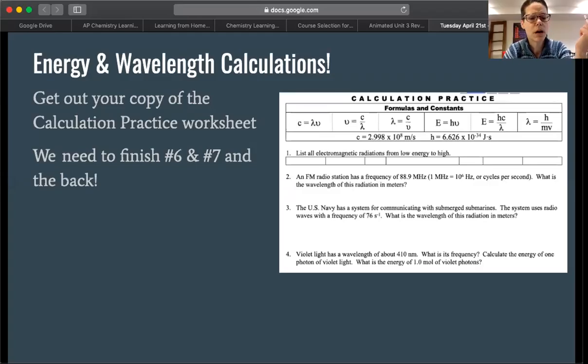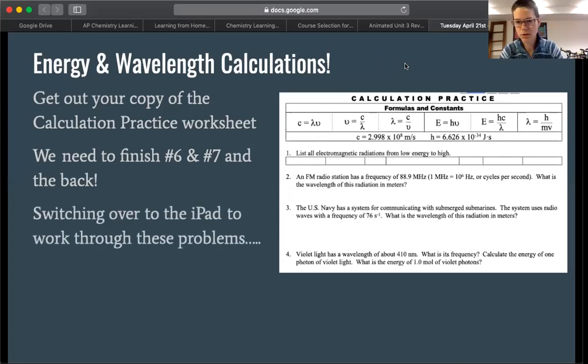If you don't have a calculator, then you can just see what we're doing. So this is what you will need to reference when you're working on the homework, which I'll talk about at the end of class. So let me go ahead and switch over to my iPad.